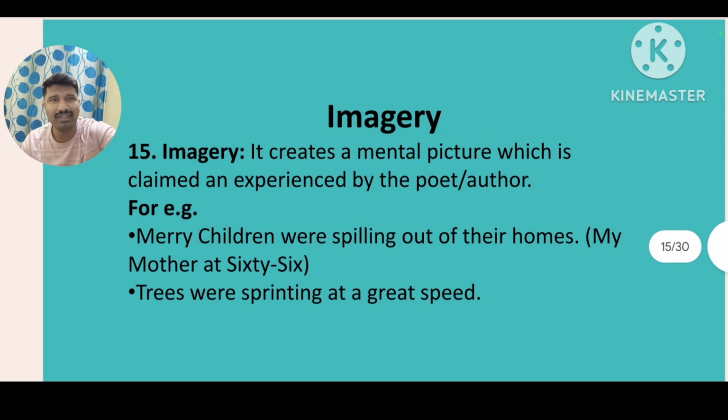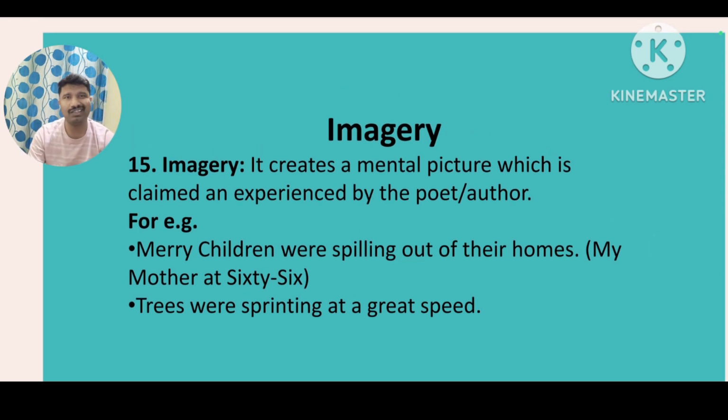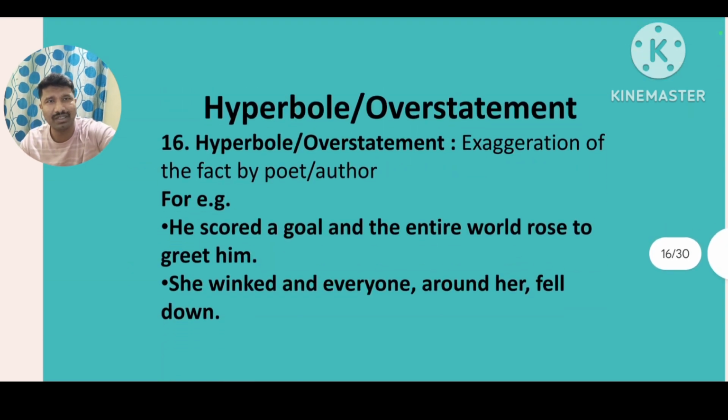The next we have is imagery. Imagery creates a mental picture which is claimed and experienced by the poet or author. It means completely we have to imagine that particular scene or picture. So let's see. Merry children were spilling out of their homes. Dear children, okay, teachers. Next one is: trees were sprinting at a great speed. So all the best examples for the imagery.